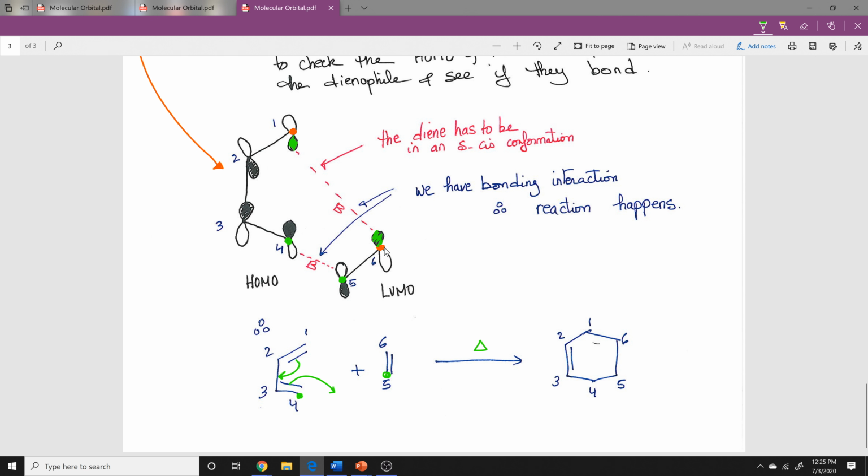And then between 6 and 1, this is the 6 and the 1 over there. Look at the 6 and the 1, they do overlap with each other. So yes, a bond can happen between 6 and 1. The product for a Diels-Alder reaction is always a cyclohexene. This is the product in there, where a bond can form between 6 and 1, and we proved it using molecular models, and a bond can form between 4 and 5, which we also proved using molecular models.